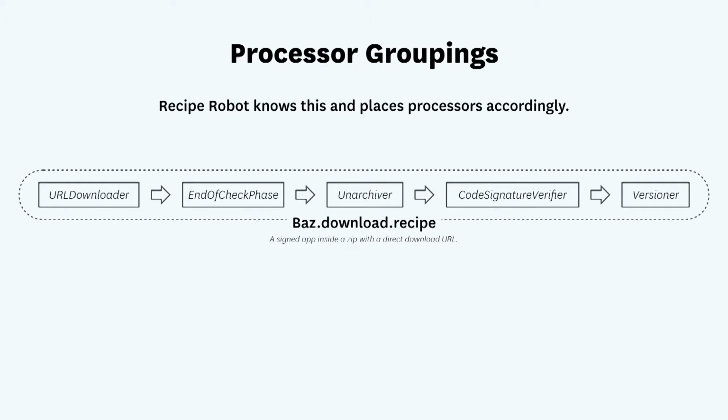And similarly, if you have a signed app inside of a zip with a direct download URL, it starts to look like this. You'll see that for all the apps that are packaged in zip form and are signed with a direct download, you'll typically see these 5 processors in the download recipe over and over again. We took advantage of that, and Recipe Robot knows how to use those patterns.